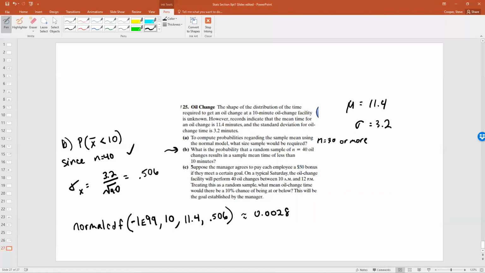Okay, and so that kind of helps you decide for part C here if they wanted to pay bonuses if they meet certain goals. The manager will be able to tell what the probability of having to pay these bonuses is just based on the sample distribution and sample means. So, okay, I think we're going to have to leave it there.